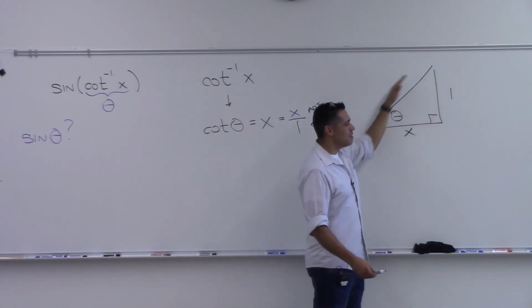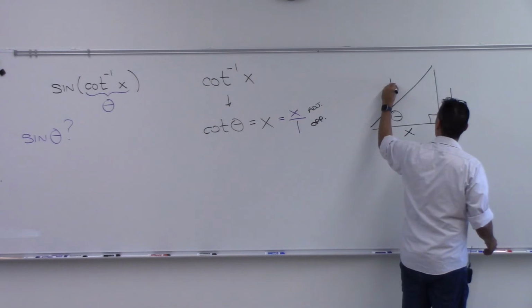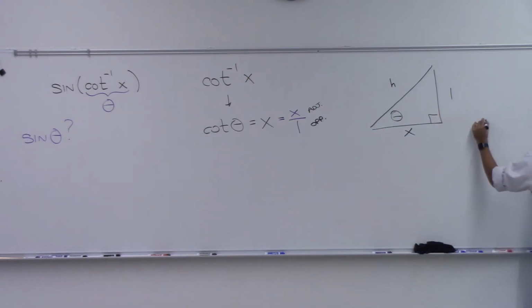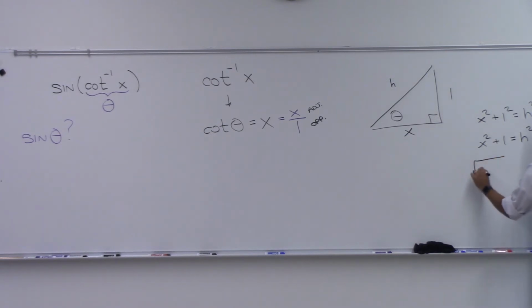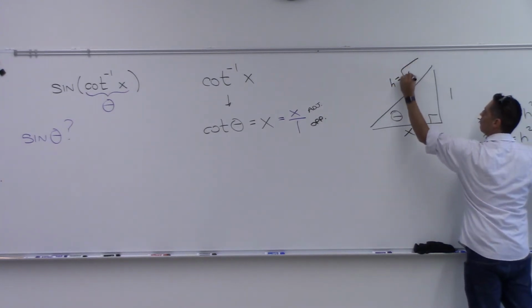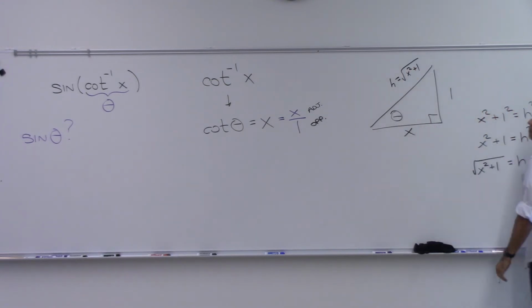And I can get the hypotenuse because I have 2 of the 3 sides. So let's call it h for hypotenuse. And so I know x squared plus 1 squared is h squared. That's x squared plus 1 equals h squared. Take the square root on both sides. Square root of x squared plus 1 equals h. So that goes here. And that's it. We just get sine of that now.